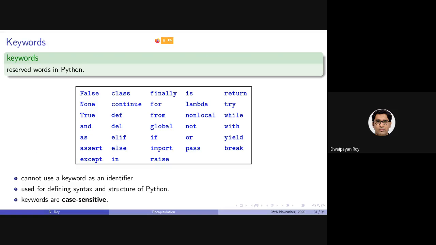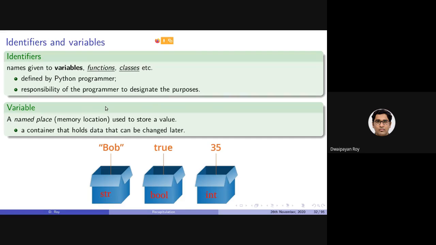So keywords, as we have discussed, are case sensitive. Most of the keywords are all small letters, but some keywords like False, True, and None start with a capital letter, and the rest are small letters. Then we have discussed identifiers and variables. Identifiers are the names assigned.